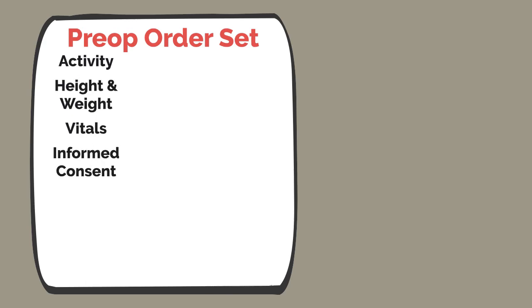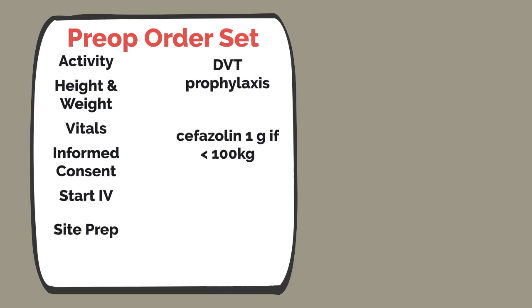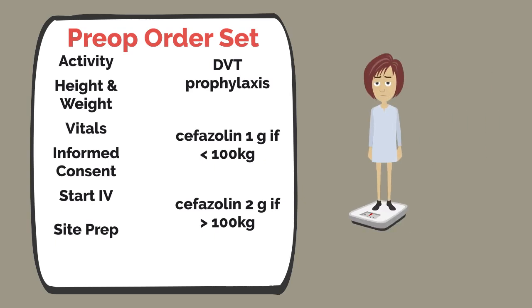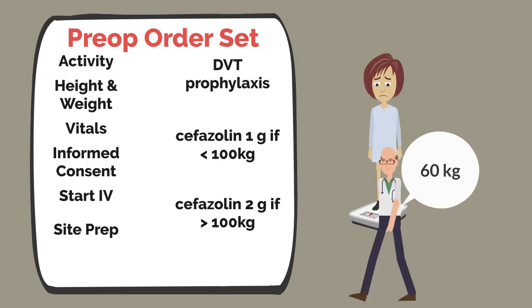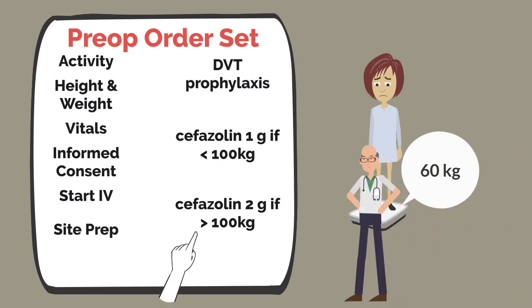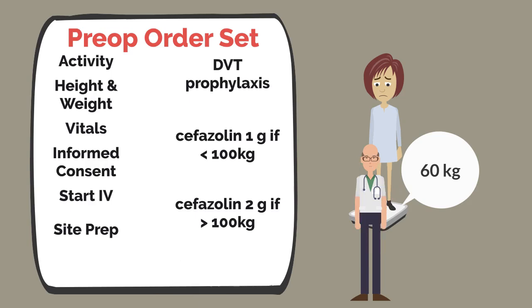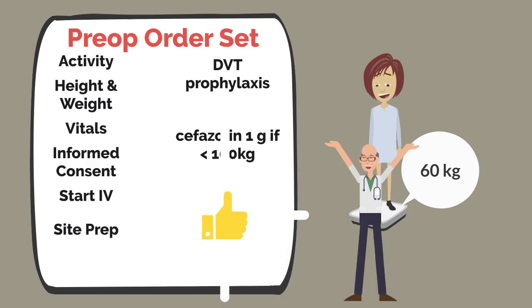For instance, a common antibiotic is cefazolin. It is given at a dose of 1 gram if the patient weighs 100 kilograms or less versus 2 grams if the patient weighs greater than 100 kilograms. On paper, you would have to write this all out and rely on the end user to choose the right dose. In our digital systems, we already know our patient's weight. Why do we ask our clinicians to look it up and hope they make the right decision?